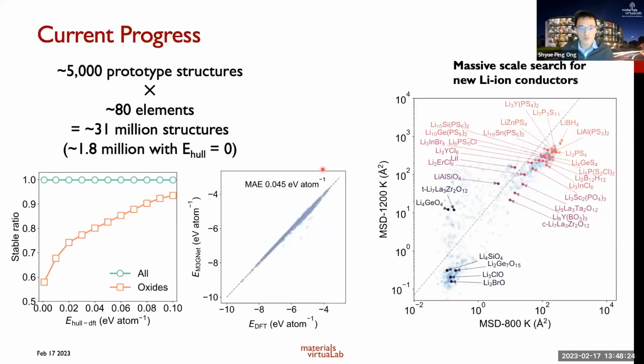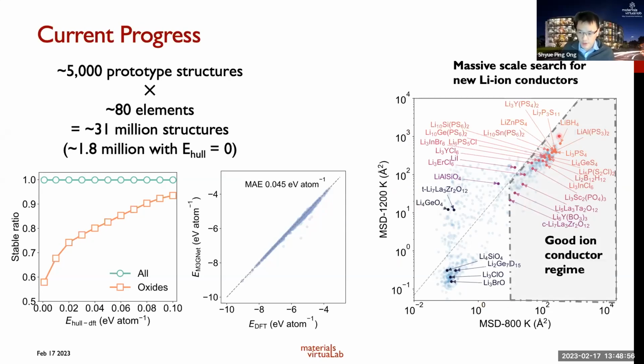So right now, we are at 31 million structures. About 1.8 million of those structures have an EHull of 0 or less than 0, okay? And we are now doing this at massive scale for lithium superionic conductors. And as you can see, this is basically a screening protocol that we actually use in our group based on AIMD simulation. We basically get the mean square displacement at 1200K and the mean square displacement at 800K.